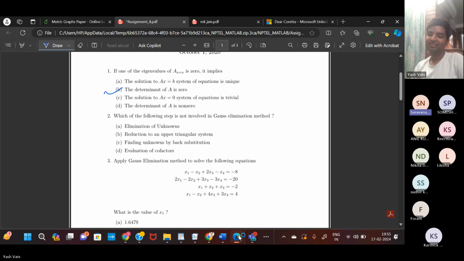Which thing don't you understand in this question? Now, one is that the solution of Ax is unique, meaning we are referring to the solution existing. Okay, so you are saying about the existence of the solution, is it? No, no, sir.